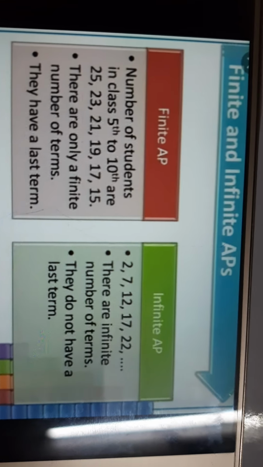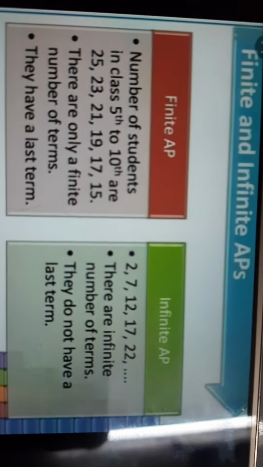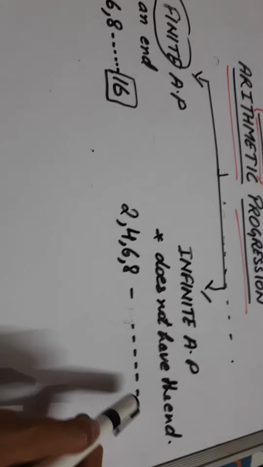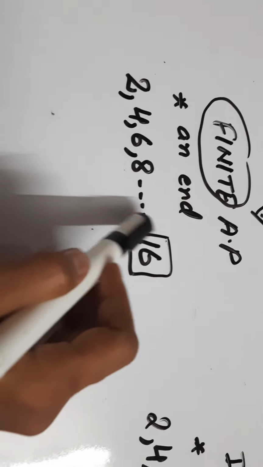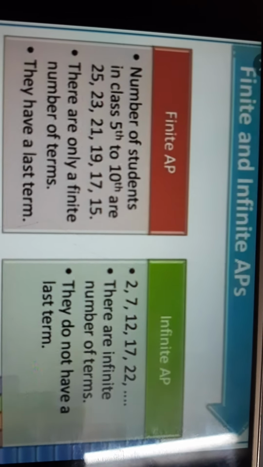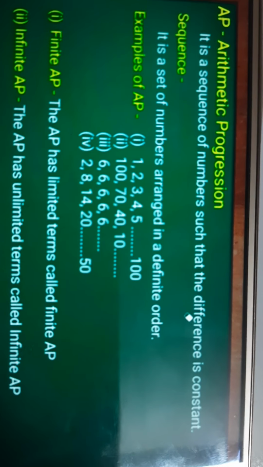And infinite, in which you can see 2, 7, 12, 17, 22, and so on. You can see the dots, and these dots mean it does not have any end. It has an end only if at the end we have a term. So all these are known as infinite and finite APs.